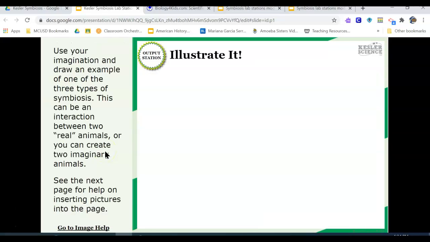Okay, so this says draw an example of one of the three types of symbiosis. You are able to put a picture there from the internet. I would recommend that. And that's all you have to do here. There's no labeling. You're just putting one of the types of symbiosis here. So just find a picture, put it there.